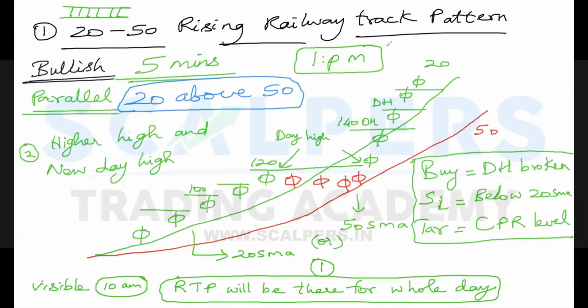And the very important thing: when you go for a long position, you should go long when the day high is broken. Your stop loss will be below the 20 SMA. Your target will be the CPR level.